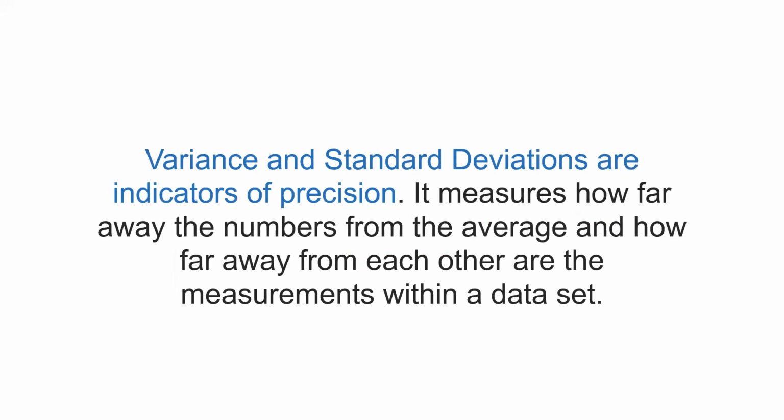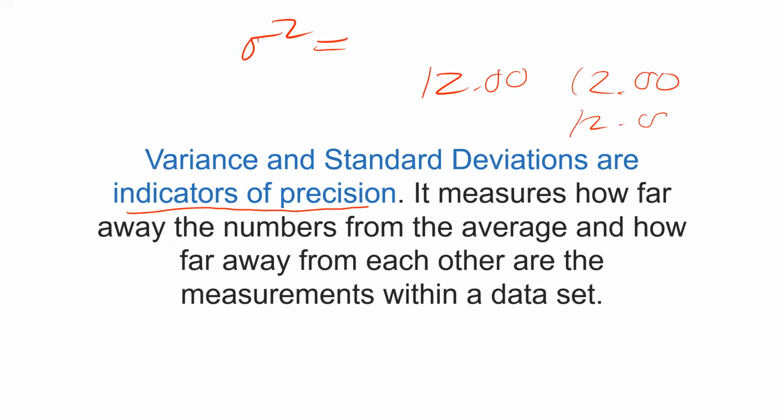So variance and standard deviations are indicators of precision. It measures how far away the numbers are from the average and how far away from each other are the measurements within a data set. So a variance of 0, kapag ang variance daw natin is 0, meaning identical yung mga measured values. For example, nag-measure ka ng 12 centimeter. Kung 0 ang variance, ibig sabihin yung other measurements mo must be 12 centimeter also.